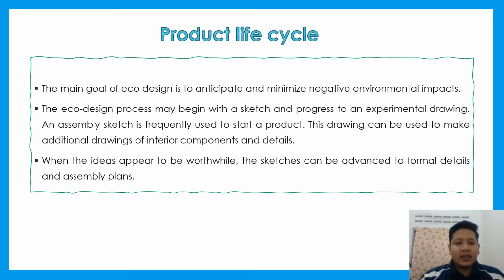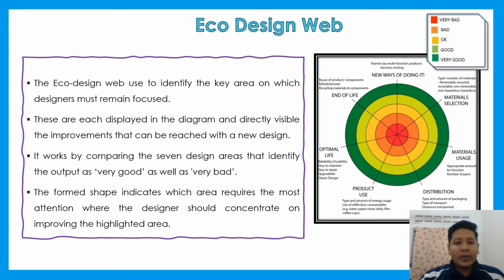Product life cycle. The main goal of eco-design is to anticipate and minimize negative environmental impacts. The eco-design process may begin with a sketch and progress to an experimental drawing. An assembly sketch is frequently used to start a product. This drawing can be used to make additional drawings of interior components and details. When the ideas appear to be worthwhile, the sketch can be advanced to formal details and an assembly plan.